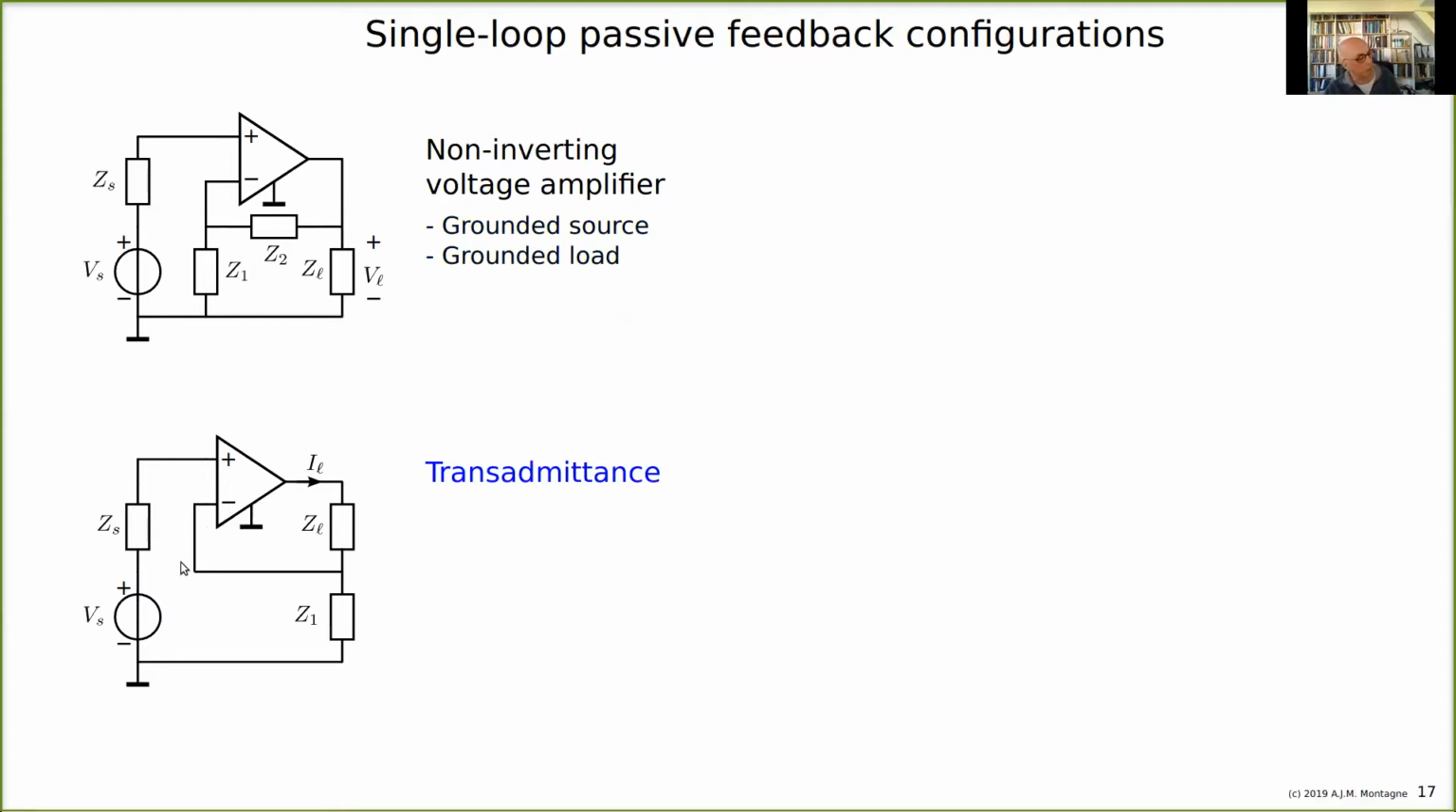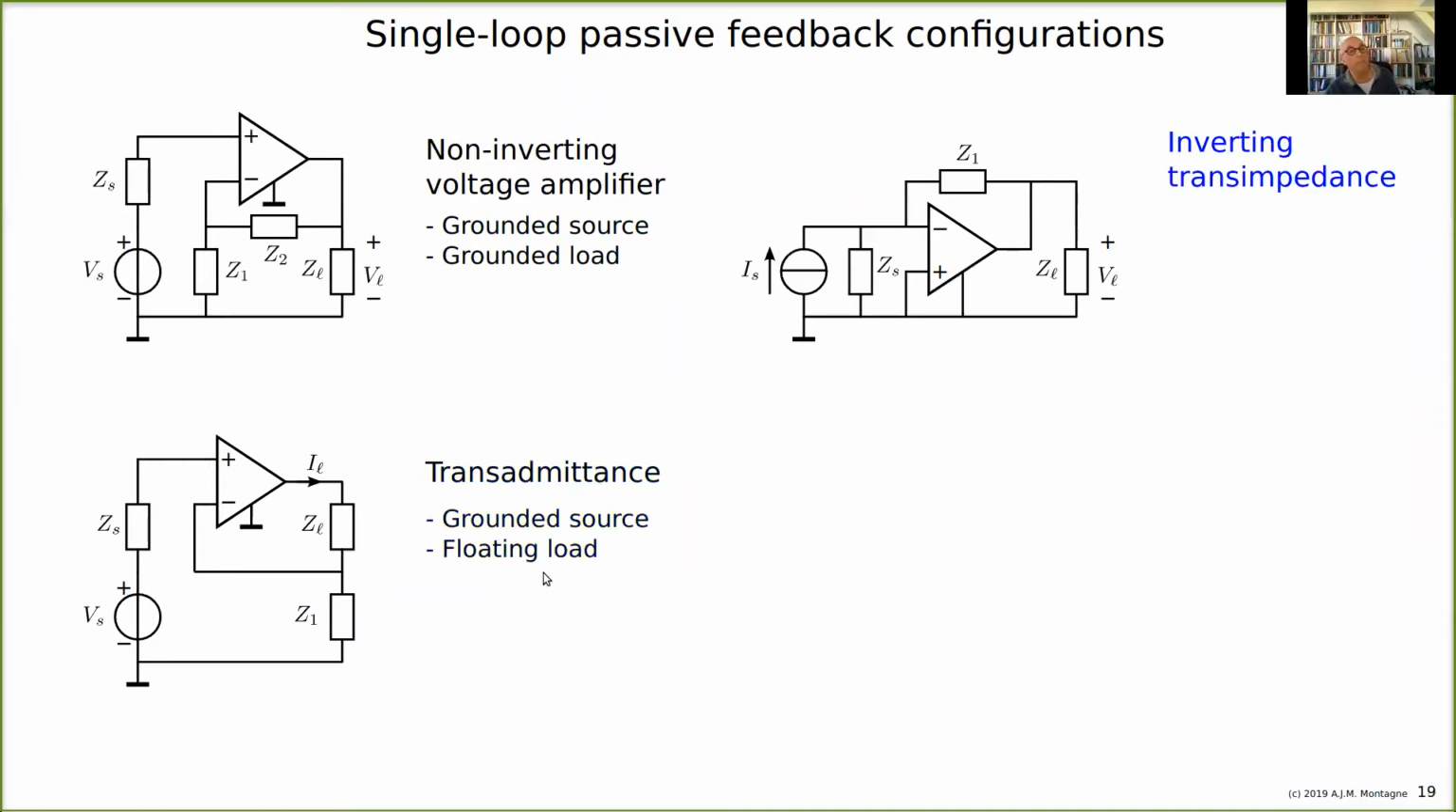And now you see here, we want to have comparison, series comparison at the input, but the input, the source, is grounded. So our comparison signal must be connected to ground, but we need to sense the load current, and we cannot do it here because that is in the power supply. So we need to then have a load that is not grounded. And here you see the load is not grounded. So we have another transadmittance. And if you want to have a transadmittance for a grounded load, you have to think of something else. So this has a grounded source, a floating load.